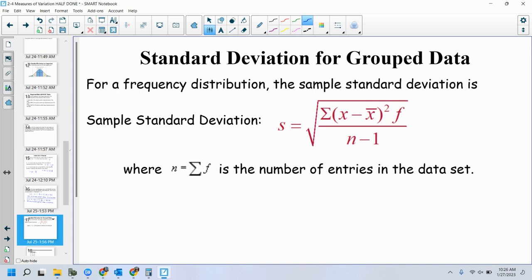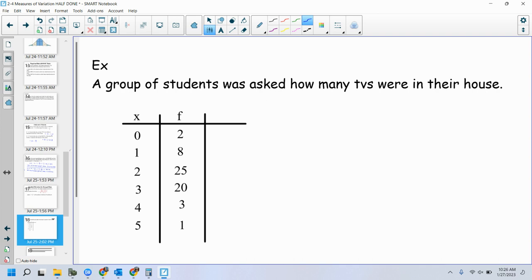All right, so let's take a look. Let's do an example of this. Now, this takes a little bit of work. And again, it's not mathematically difficult. It is consistent. You just got to be consistent. You got to be careful.